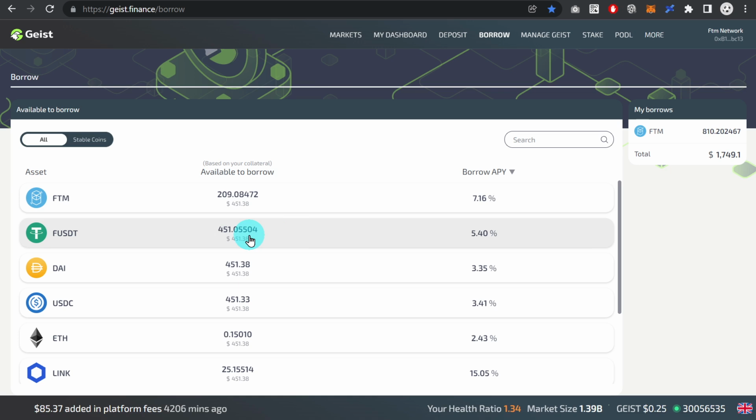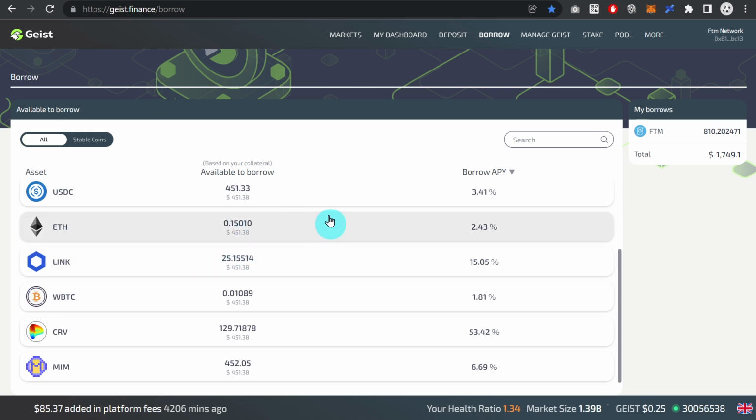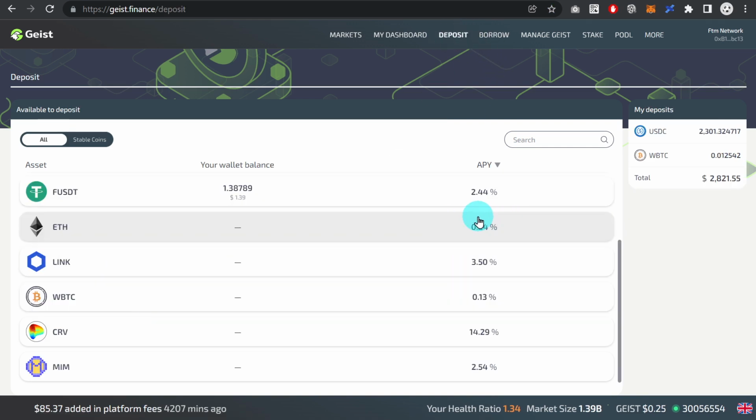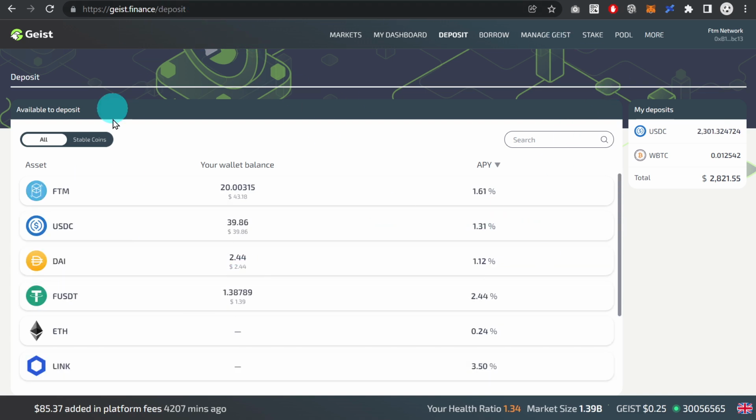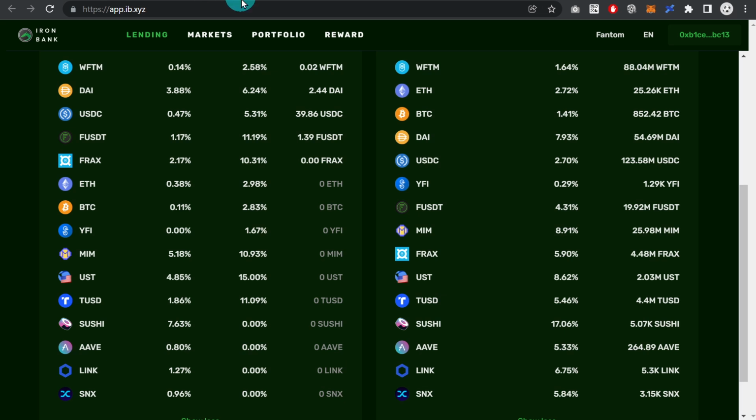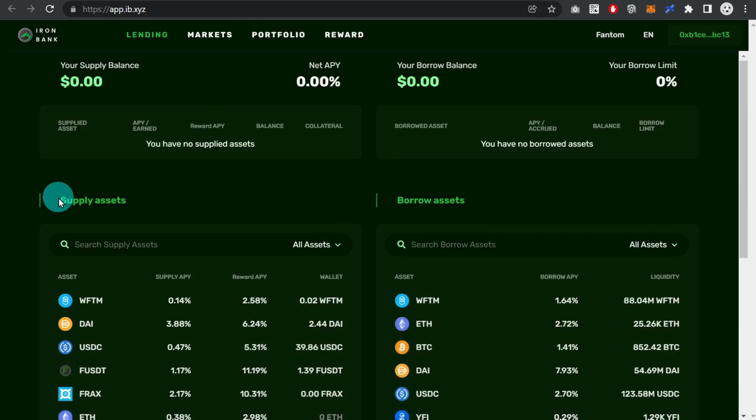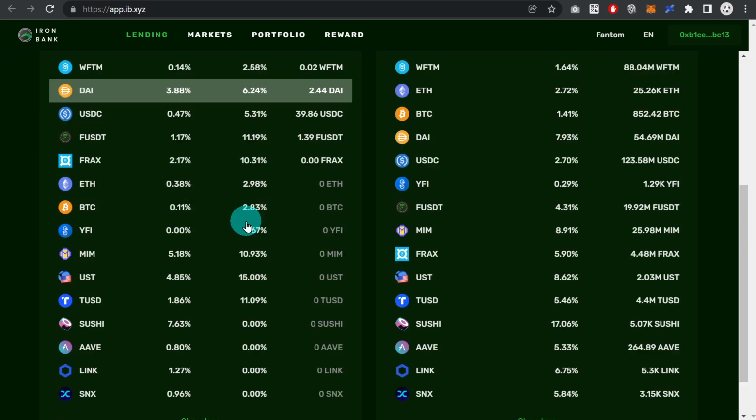So you need to always look at the delta, the difference between depositing and borrowing. In this case, we've got 15% minus basically nothing. So 15, 14%, something like this, is the cost for that position on Geist. Now next we've got Iron Bank. And here we've got again supply and borrow assets, very nicely shown in a comparative table.